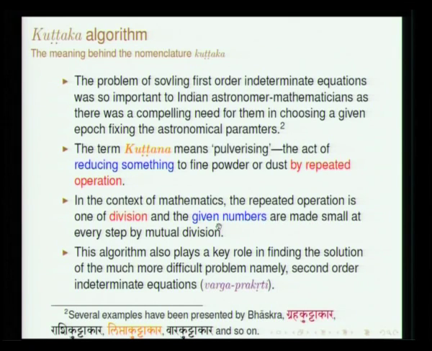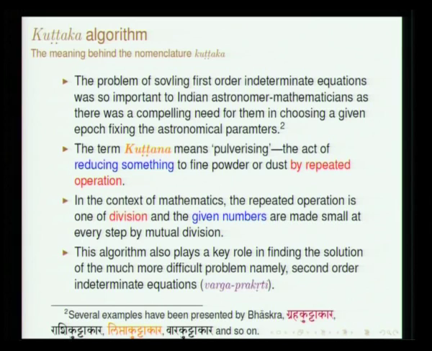And here what we do is, given two numbers, we will keep on successively dividing one by the other. This can be thought of as similar to the Euclidean algorithm, and by mutual division we will keep on reducing the magnitude of those two numbers, and at some stage we will stop this. It can be stopped at any stage, and then you can go and construct what the two numbers x and y are. This algorithm also plays a very key role in solving Varga Prakriti, which I will also be discussing a little later when we discuss Brahmagupta, and it will also be touched upon by Professor Srinivas.